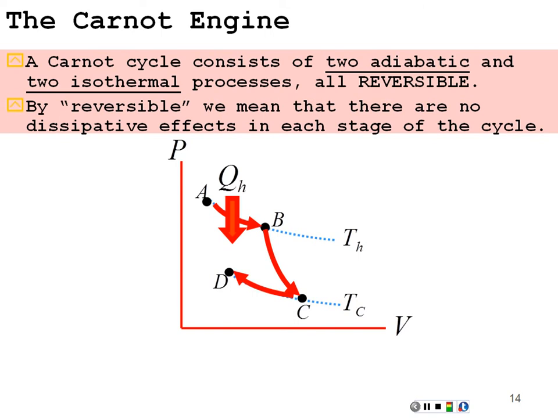Then we go from C to D. We're compressing, so our volume's getting less. We're going to have to expel energy in order to maintain a constant internal energy in our system as work is being done on our engine.